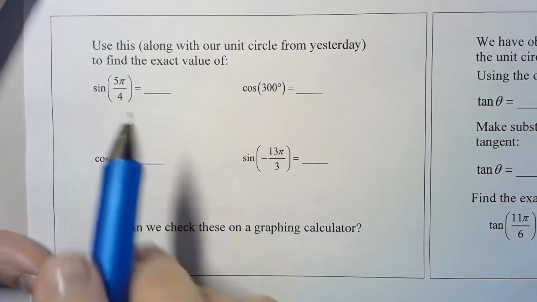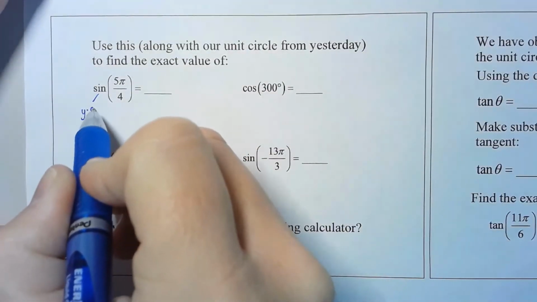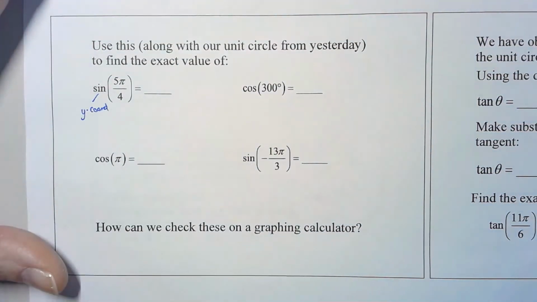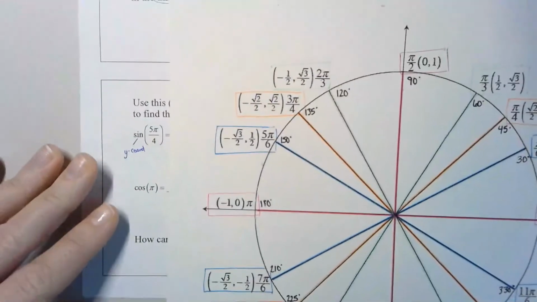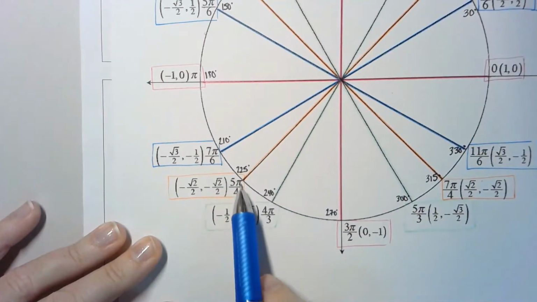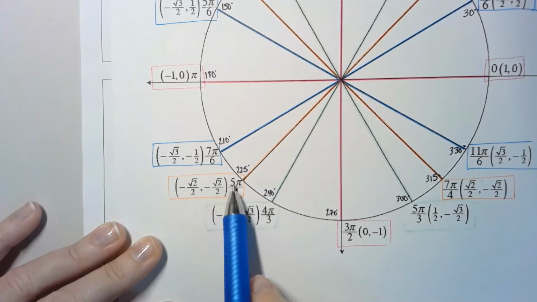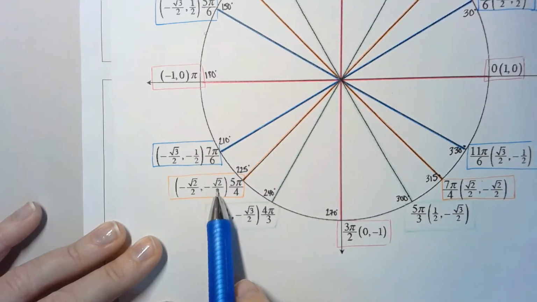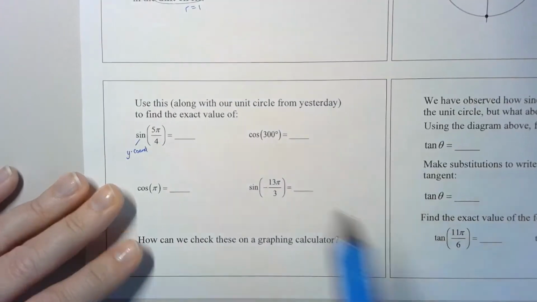So they want us to find the sine of 5 pi over 4. Sine is the y coordinate of this angle. So let's grab our unit circle. I'm going to back my camera up a little bit. And let's go find 5 pi over 4. 5 pi over 4 is down here in my 3rd quadrant. Here are the coordinates. If they're asking for the sine, they're asking for the y coordinate, which is negative radical 2 over 2.